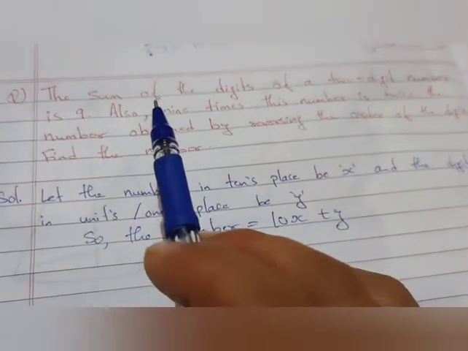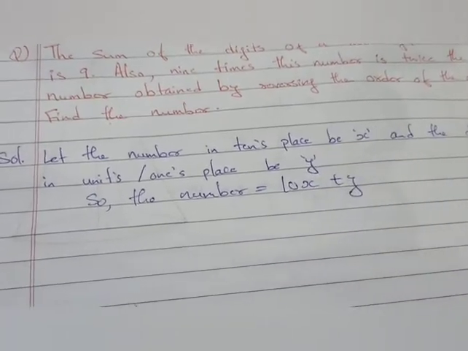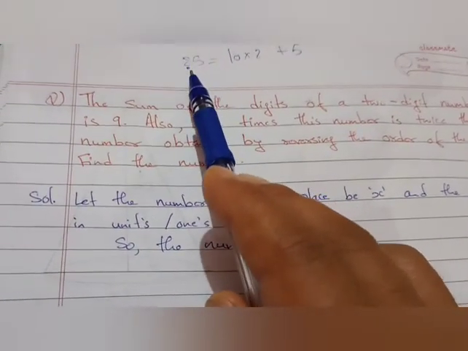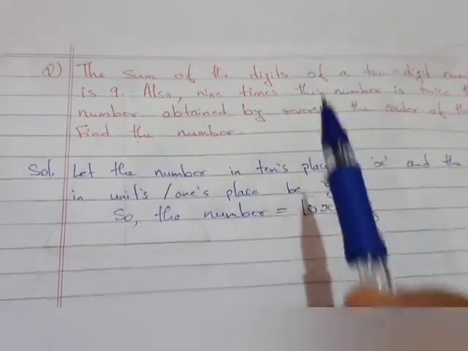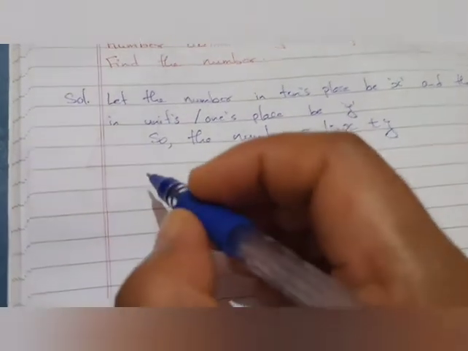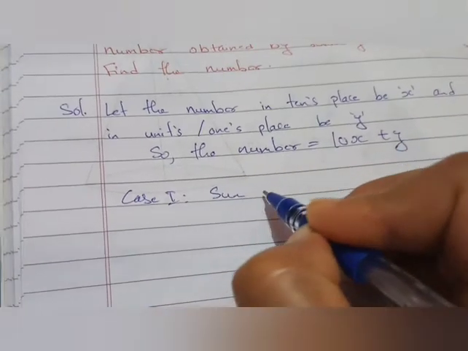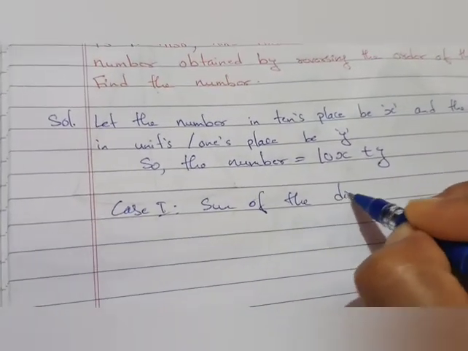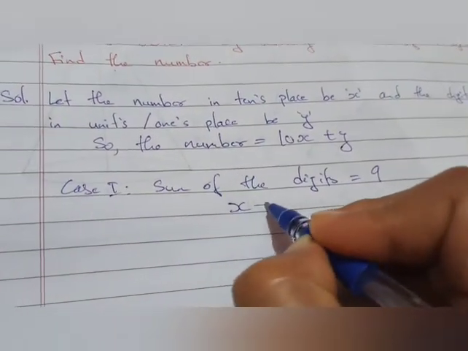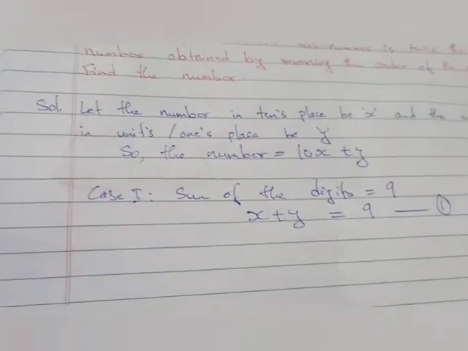Now as per the first condition, the sum of the digits of a two-digit number is 9. So when we add x plus y, the sum will be 9. For example, if 25 was our number, then on adding the digits 2 and 5, the sum would have been 7. Here on adding x plus y, the sum will be 9. That's as per the condition given in the question. So as per case 1, the sum of the digits is 9. That means adding x plus y should give us 9. So this will be our equation 1.